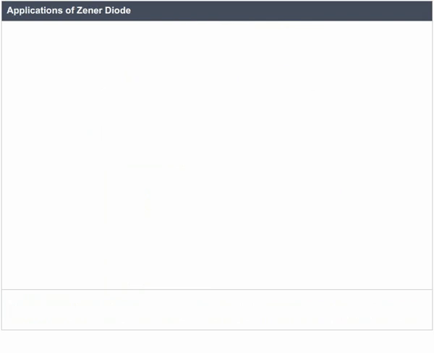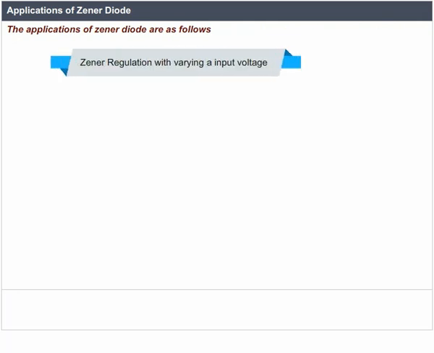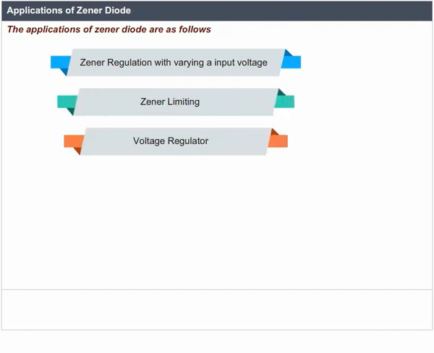Applications of Zener diode. The applications of Zener diode are as follows. Zener regulation with varying input voltage, Zener limiting, voltage regulator, waveform clipper, shunt protection, peak clipper.